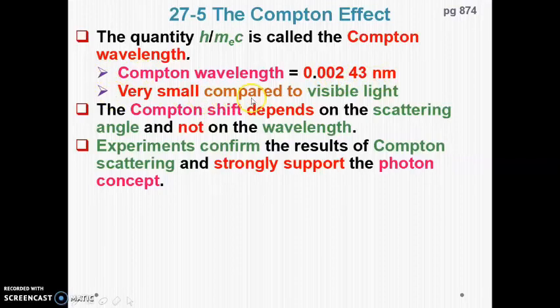So very small compared to the visible light. Visible light basically is around 400 to 700 nanometer, right? So basically this Compton wavelength is much shorter compared to the visible light wavelength. So the Compton shift depends on the scattering angle and not on the wavelength. The experiment confirms the result of Compton scattering and strongly supports the photon concept.